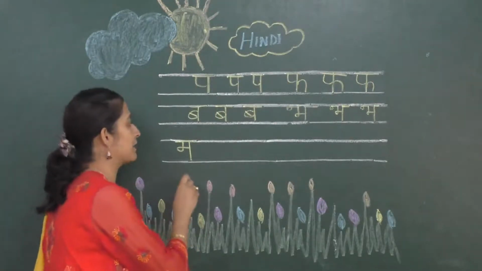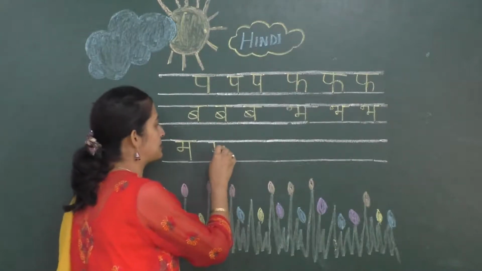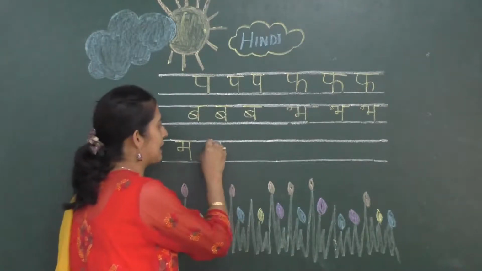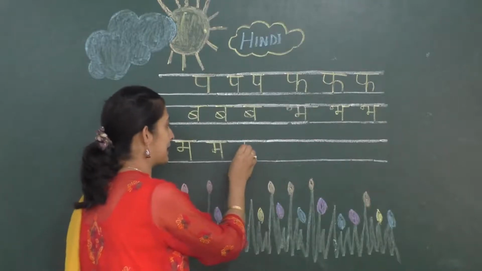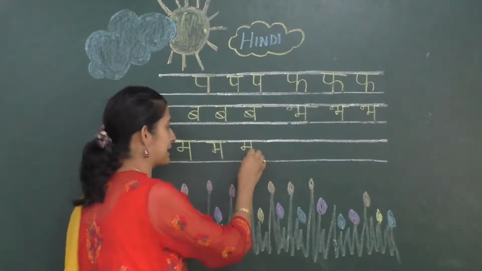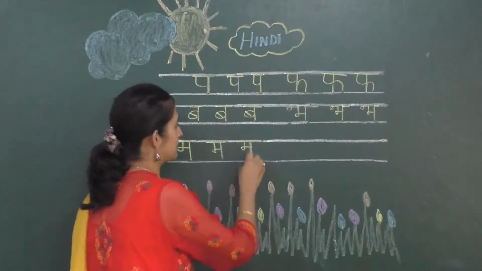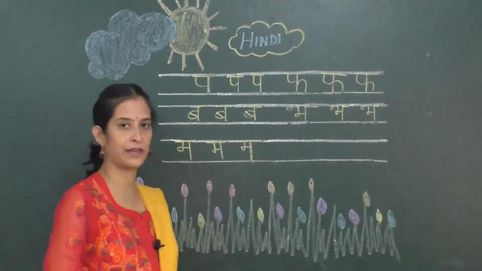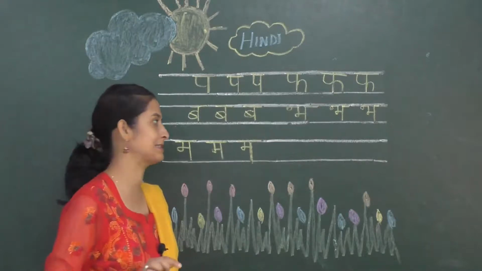Okay, now let's see ma one more time. So standing line, loop, sleeping line, standing line, big sleeping line. So standing line, loop, sleeping line, standing line and a sleeping line. Okay, this is ma. Okay, so now let's write all the letters together one last time.